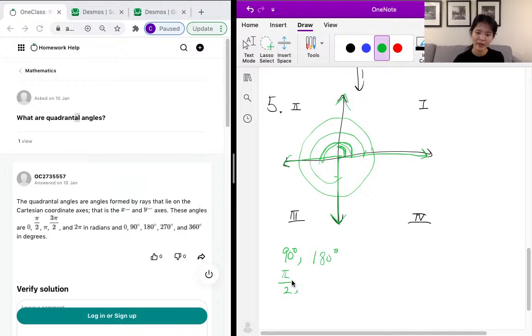Or, I'm sorry, the 90 degrees is actually, yes, it is pi over 2. I am correct. And then the angle that's 180 degrees is just pi radians. The angle that goes 3/4 of the circle is, I'm sorry, 3 pi over 2 radians, which is 270 degrees.